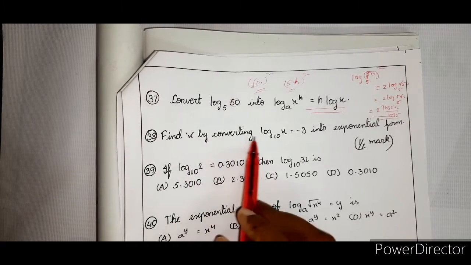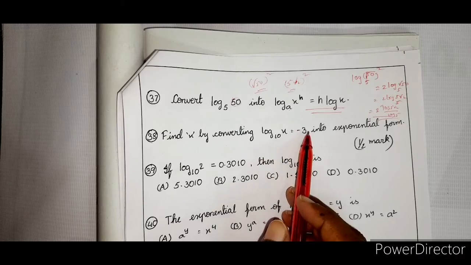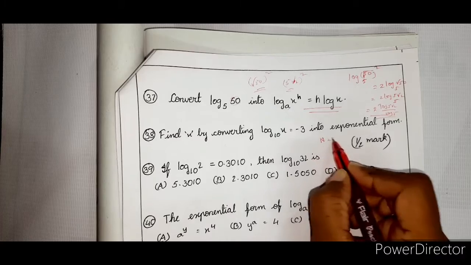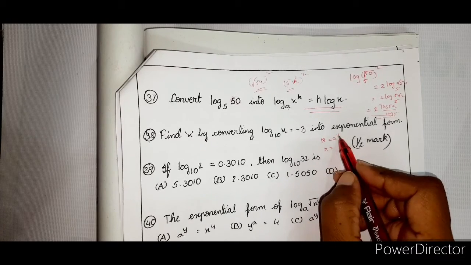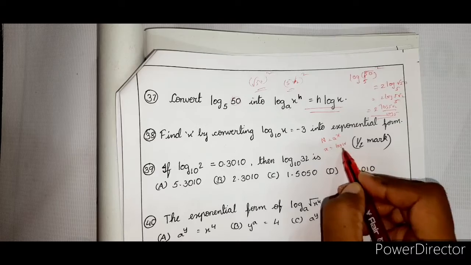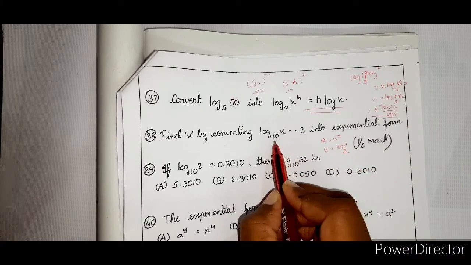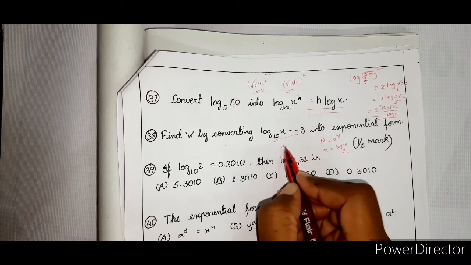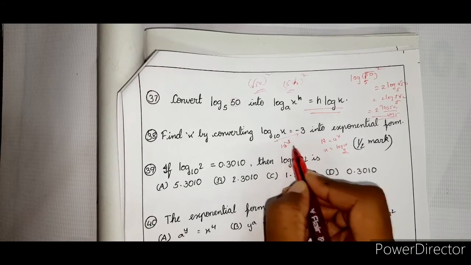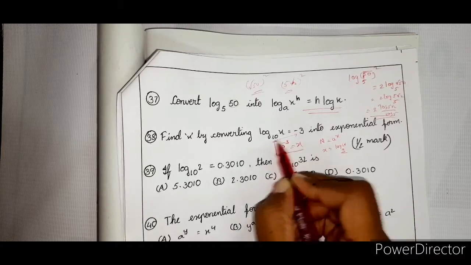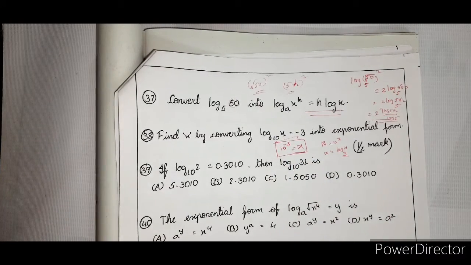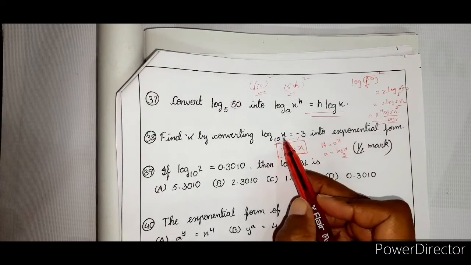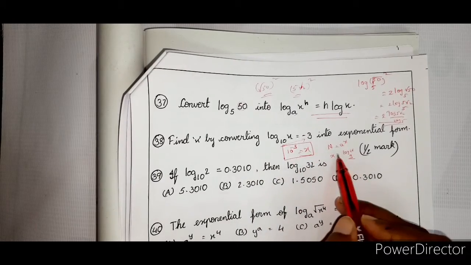Find x by converting log x base 10 is equal to minus 3 into exponential form. You know that. I'll repeat it again. N is equal to a power x, where x is defined as log n base a. So now your a is 10, so 10 power minus 3 is equal to n, with n in place of x. This is exponential form. Understanding this is important. Don't just remember that this is always x. Compare properly.